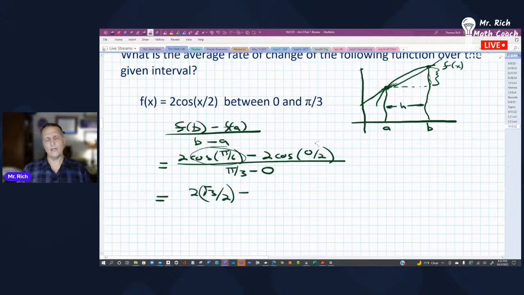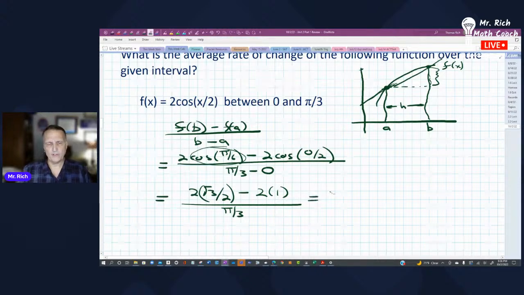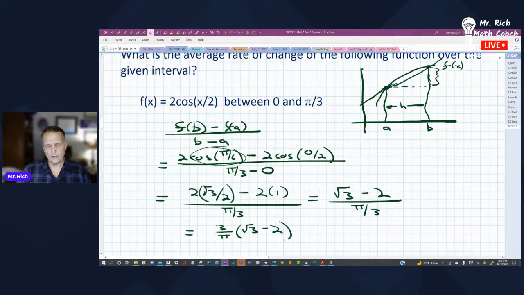And then cosine of 0 is 1, right? So this would be a minus 2 times 1. And then this down here is obviously a pi over 3. All right, well, we can simplify this further. This would be root 3 minus 2 all over pi over 3. And we could write that in its simplest form, maybe as saying 3 over pi times root 3 minus 2. And so that would be our average rate of change of this function 2 cosine x over 2 between 0 and pi over 3.